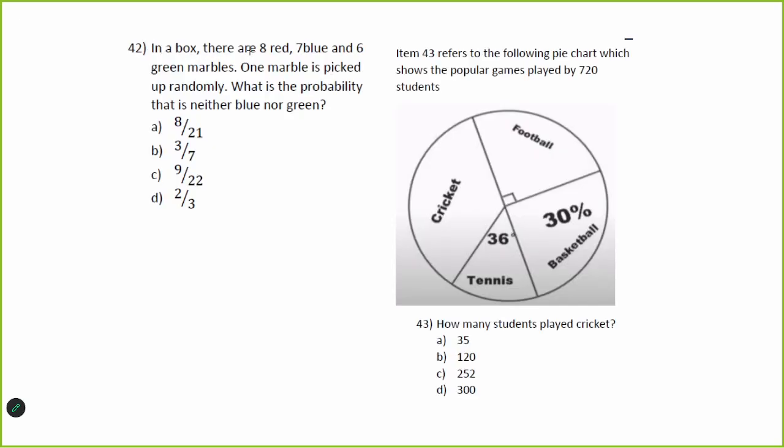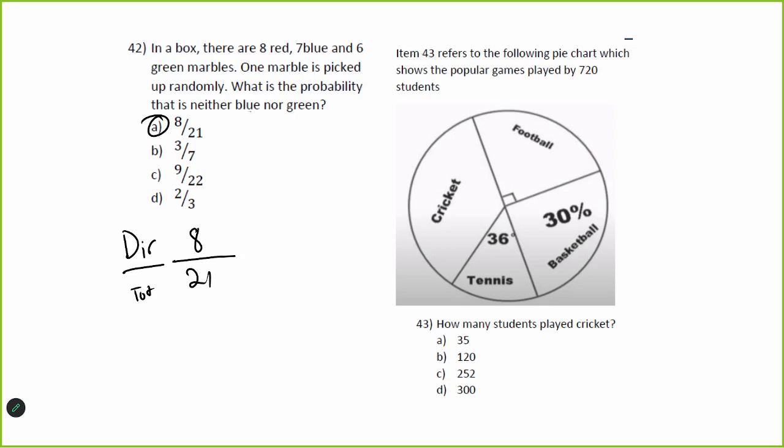Right? In a box there are 8 red, 7 blue, and 6 green marbles. 1 marble is picked up randomly. What is the probability that it is neither blue nor green? Because neither blue nor green is red, right? It's 8 out of your, remember it's your desired out of your total. What is the total? 8 and 7, 15. 15 and 6 is 21. So A is the answer.